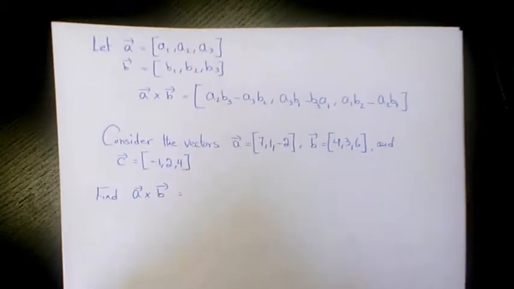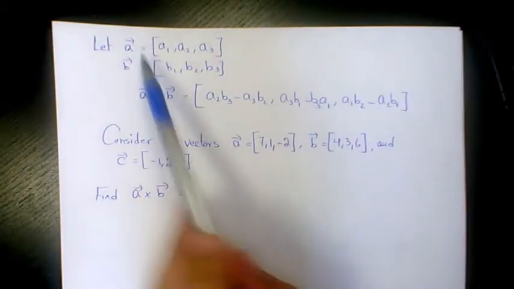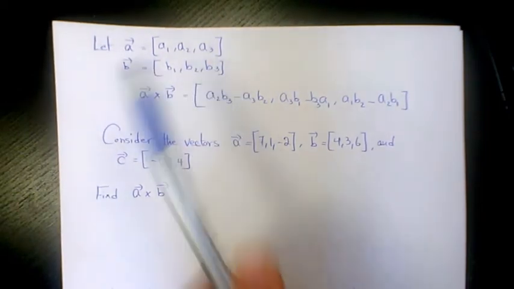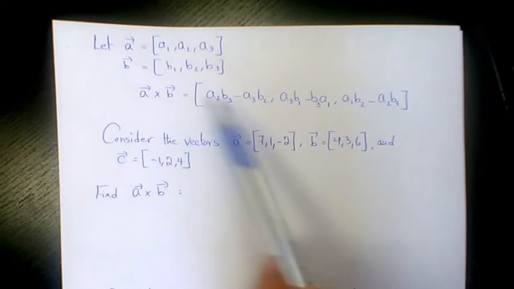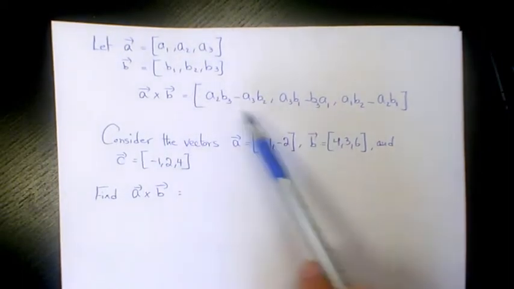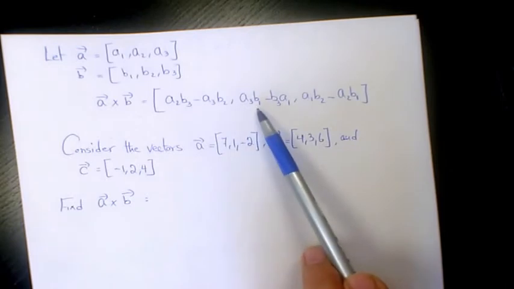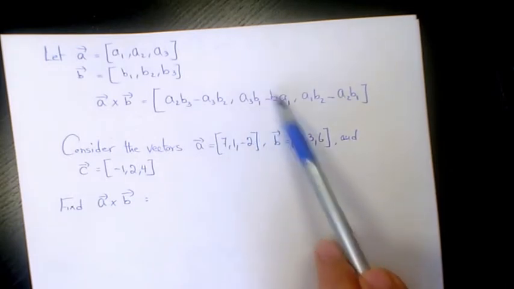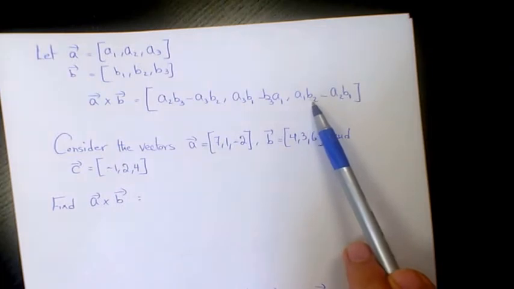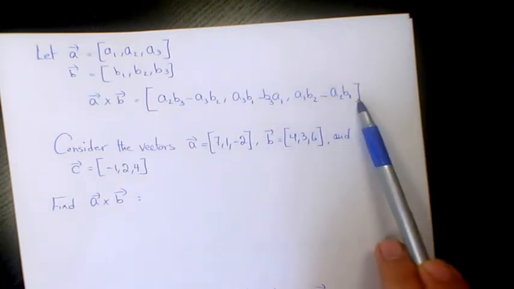Now here it says let vector a be a1, a2, a3, and vector b be b1, b2, b3. The cross product of a and b is a2 b3 minus a3 b2. And the y component is going to be a3 b1 minus b3 a1, and the third component is going to be a1 b2 minus a2 b1.